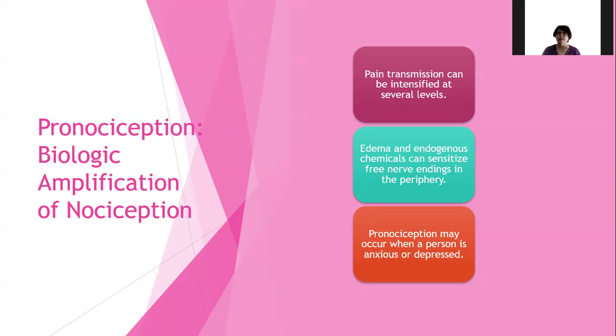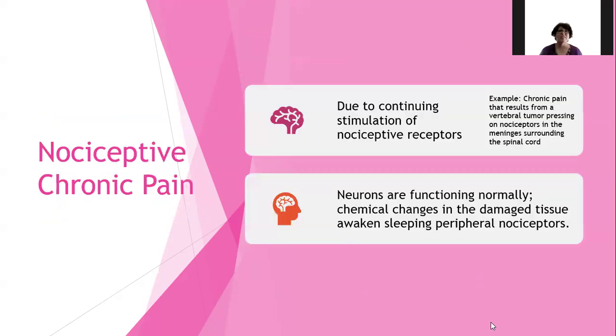Pro-nociception may occur when a patient is anxious or depressed. So your brain just says, whatever, I'm going to amplify pain, which is kind of a drag. Nociceptive chronic pain is where you have chronic pain due to continuing stimulation of nociceptive receptors. The example is a tumor pressing on nociceptors, continually stimulating those nociceptors.